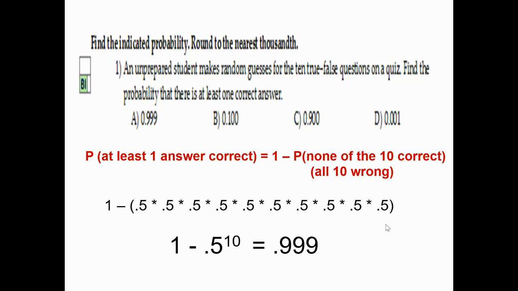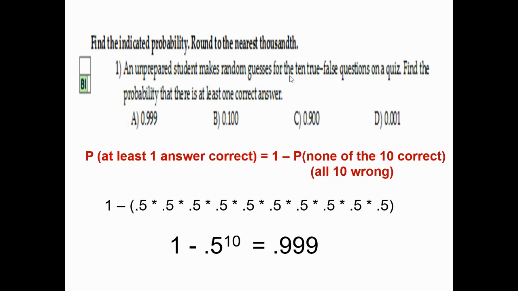An unprepared student makes random guesses on 10 true or false questions. Find the probability at least one answer is correct. Well, at least one could be one or two or three or four, all the way up to how many questions? 10, right? So I don't know how to find exactly one or five or seven or eight.